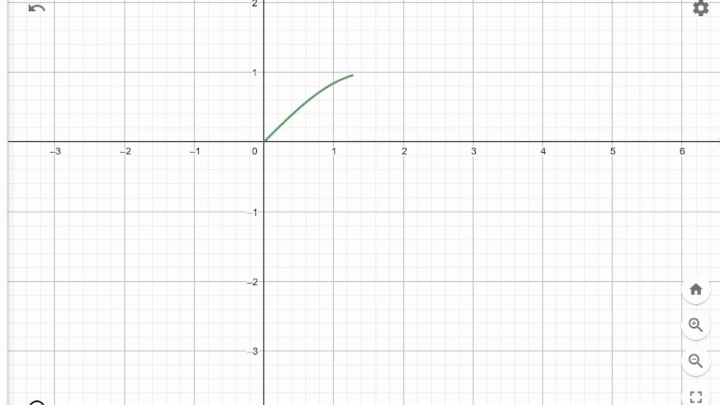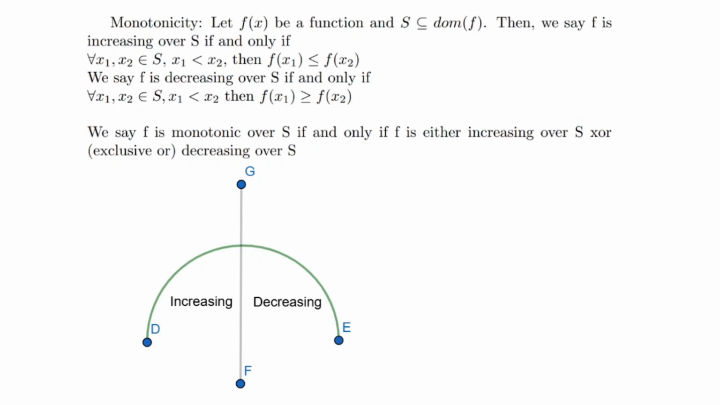In order to introduce the idea of what I mean by an increasing function and a decreasing function, let us look at the graph of sine of x. First, we want to understand what we mean by increasing and decreasing. So we're going to let f of x be a function and S be a subset of the domain of f. So we say f is increasing over S if and only if the following condition is met.